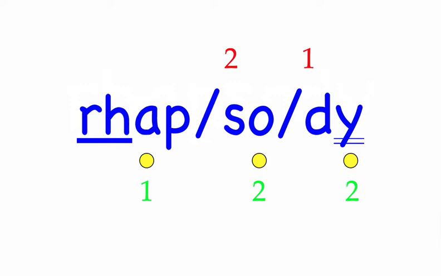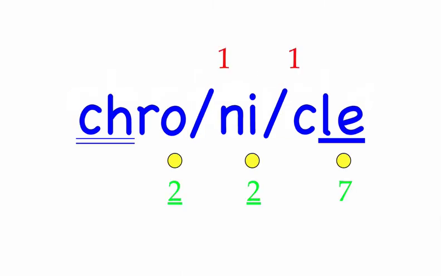Chronicle. Chronicle. The journalist came with us to chronicle our adventure. 3 syllables. First syllable kron, 3 sounds: k, r, a, n. Ni, 2 sounds: n, i. Kol, 2 sounds: k. Chronicle. Mark the word.